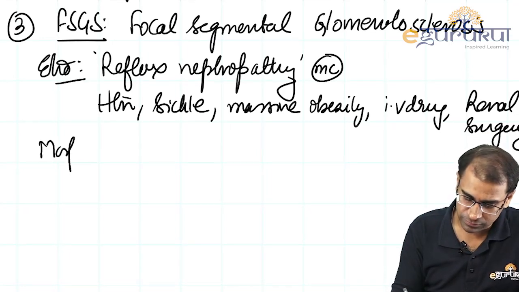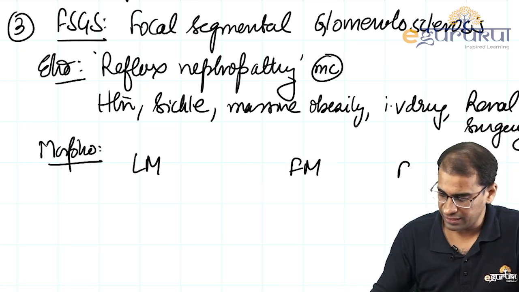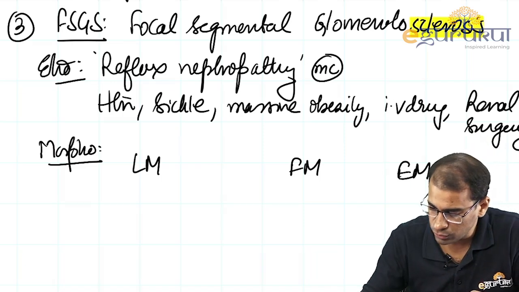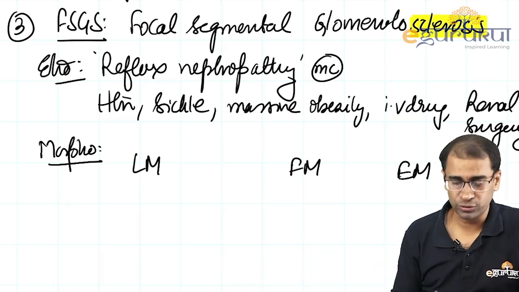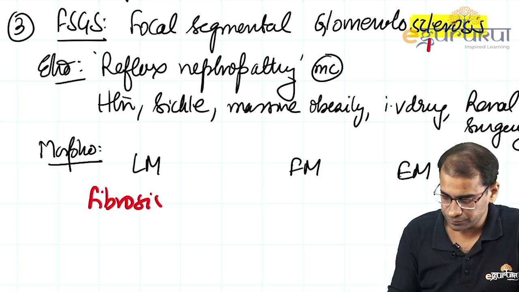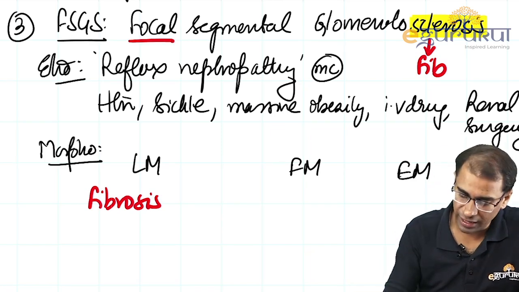In the morphology, look at the name, in the LM, FM and the EM finding. See, it is focal segmental glomerulosclerosis. But is it fibrosis or sclerosis? Sclerosis means fibrosis, right? We will see fibrosis. Is it everywhere? No, it is focal and segmental.